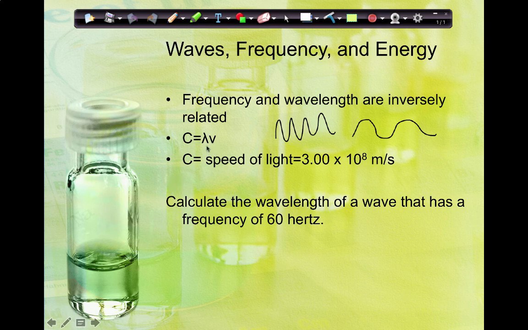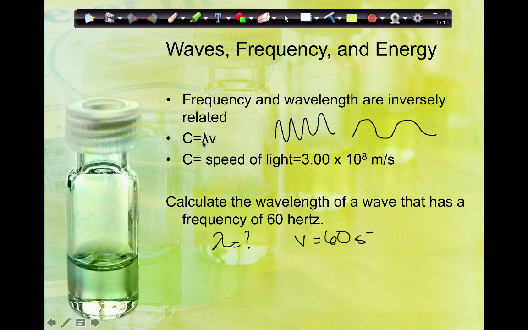So if I want to figure out the frequency or the wavelength when I'm given one of these variables, I can use this equation. So when I'm looking at this problem right here, it says calculate the wavelength. So we're looking for wavelength. And we were given frequency. So that's 60 hertz, which remember is just the same thing as seconds to the -1.